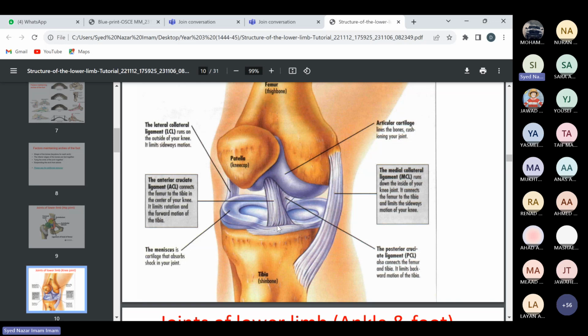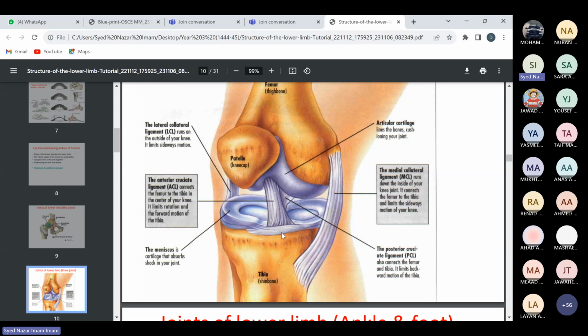What is the function of the anterior cruciate ligament? This prevents the anterior movement of the tibia on the femur. So when you try to pull the tibia anteriorly, it is prevented by the anterior cruciate ligament. Similarly, when you try to push the tibia posteriorly, it is prevented by the posterior cruciate ligament. So the anterior prevents anterior movement of the tibia, and the posterior prevents the posterior movement of the tibia on the femur. So this is from their attachment. These are the main ligaments, the intracapsular ligaments and the extracapsular ligaments.